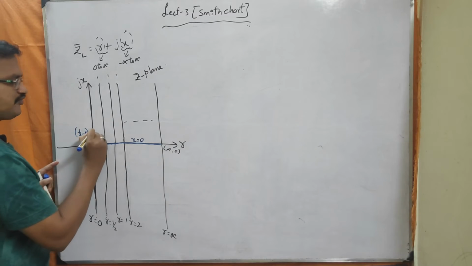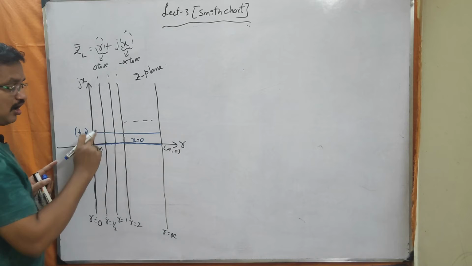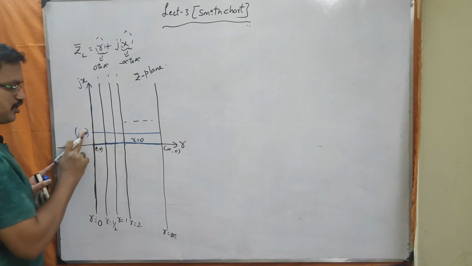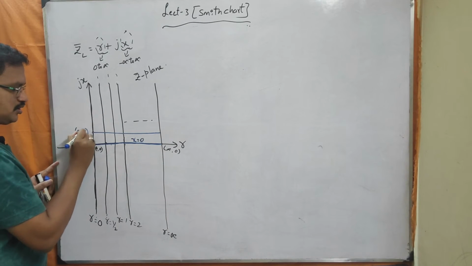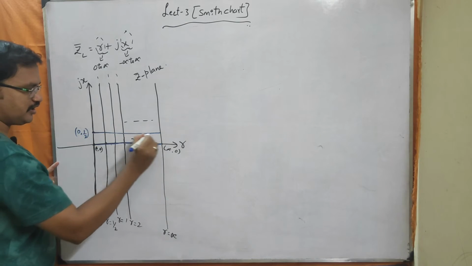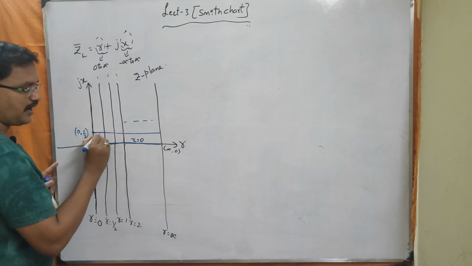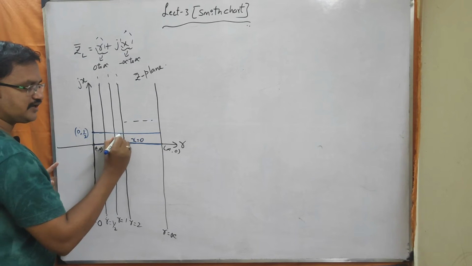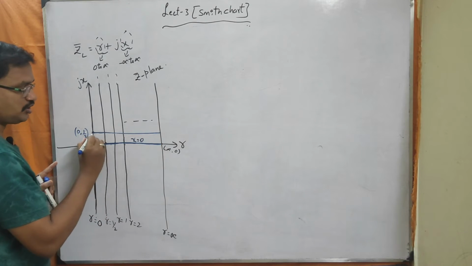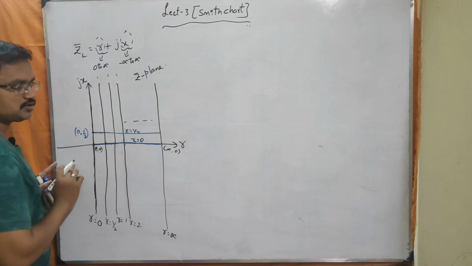Similarly, if I consider a point here, a point 1 by 2 comma 0, and if I draw a line like this, then it represents what here? Sorry, this point is 0 comma 1 by 2. If I draw a line like this, then what is the reactance value at this location? 1 by 2. As I move parallel to the real axis, the reactance value is not going to change. Yes or no? It is going to be 1 by 2 only. So this line represents X is equal to 1 by 2.